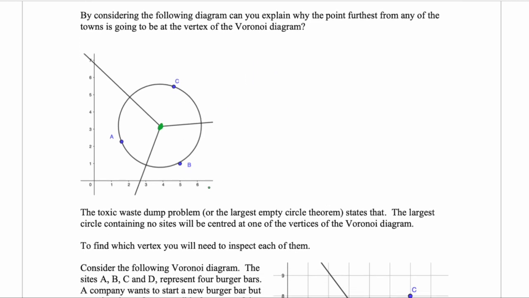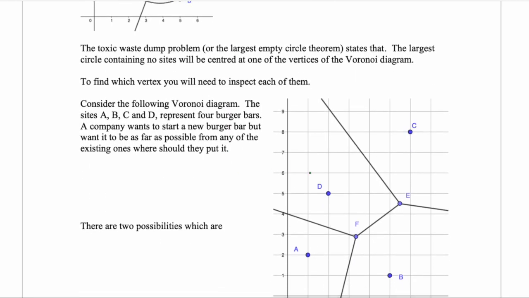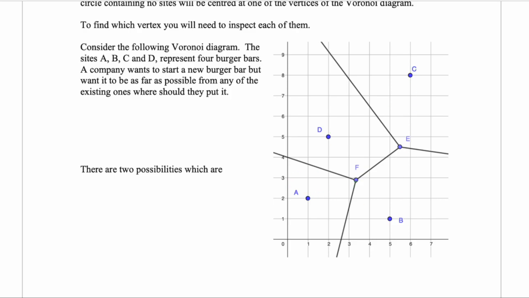So let's move on to an example. Here's a Voronoi diagram with 4 sites, and there are 2 vertices in the diagram. So there are 2 possibilities for our toxic waste dump. It could be here at point F. Now point F is the vertex between A, D, and B, so you can draw a circle through A, D, and B. It's not a very good circle.